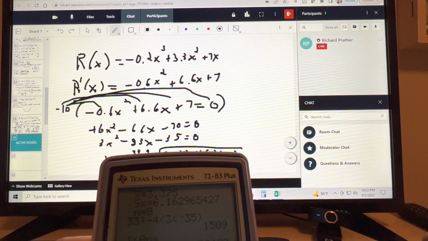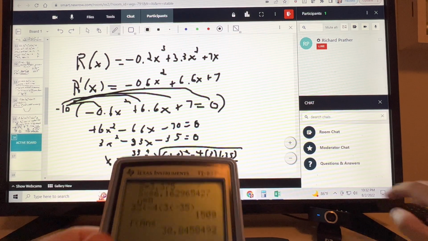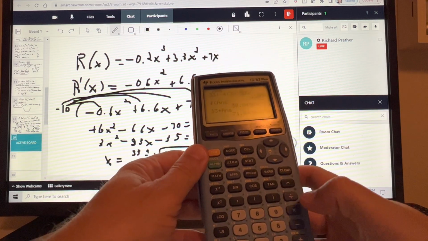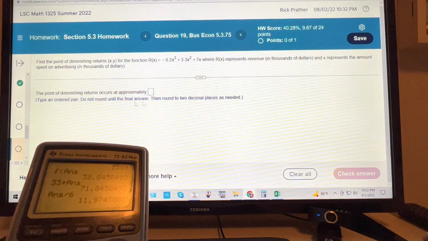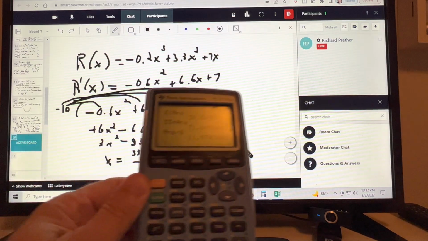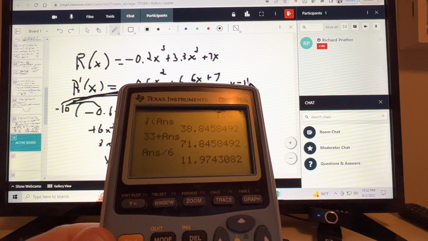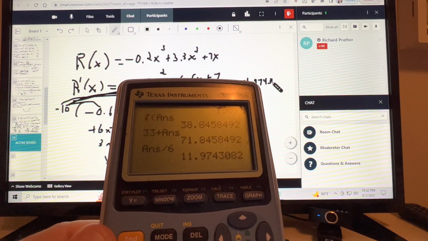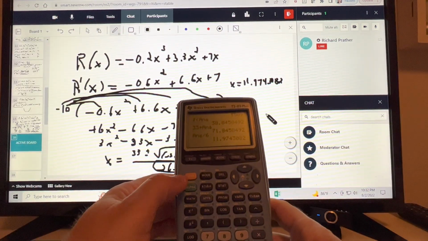And then we can do 33 plus that and 33 minus that over 6. So 33 plus this answer divided by 6. The first x, and how far do they want it rounded? Do not round to the final answer, then round to 2 decimals. Okay, do not round to the final answer. So x is 11.97438082. That's one critical number.